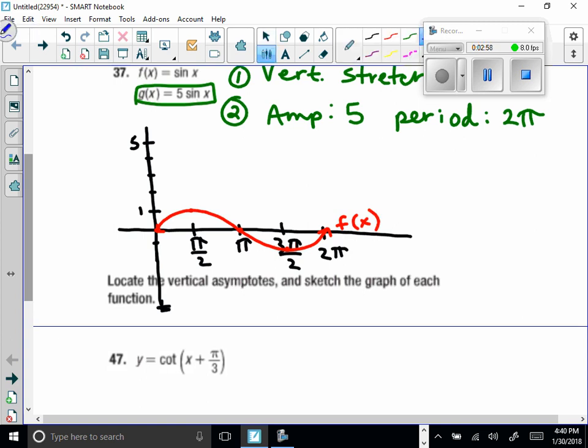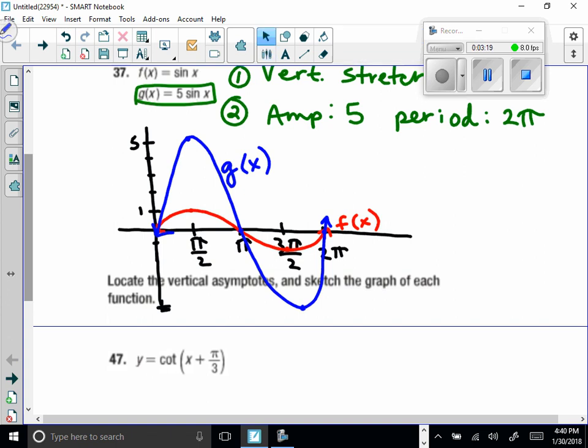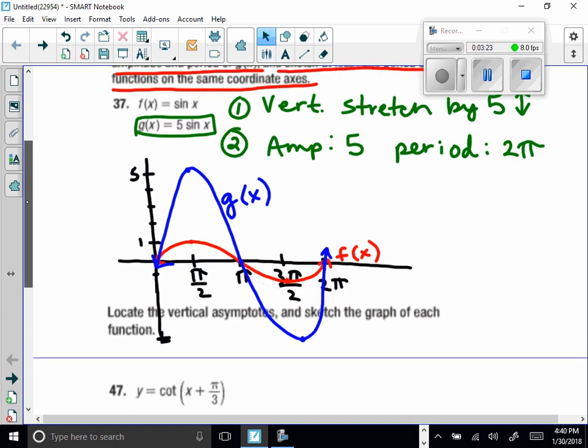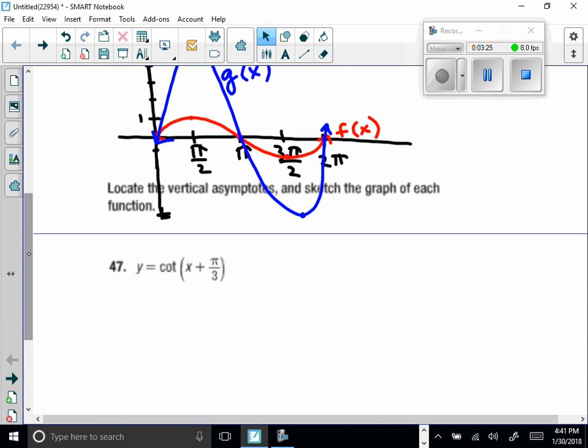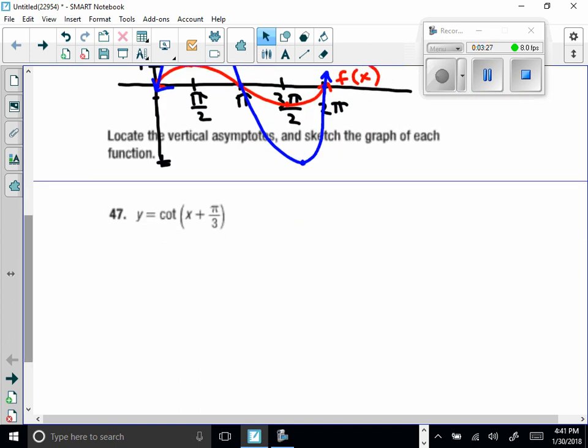And then g of x is just a change in the amplitude. So our zeros are going to be the same, but we're multiplying by 5, so we'll have a maximum of 5 and a minimum of -5. And so this is g of x, and you would want to label those as well. And that's all for that particular problem. And you had a couple like that to do in your assignment.